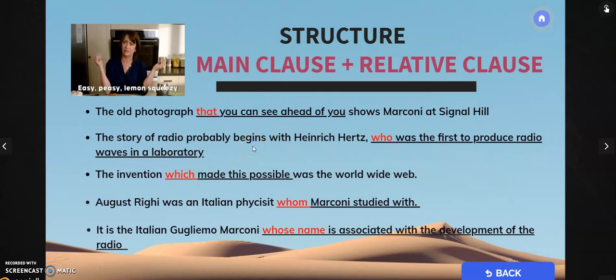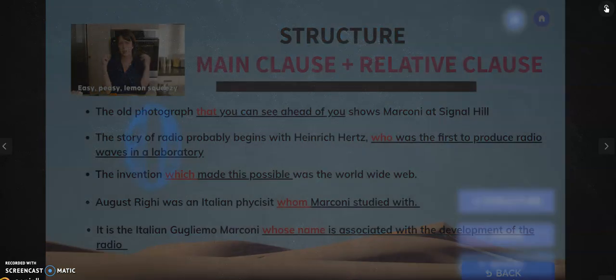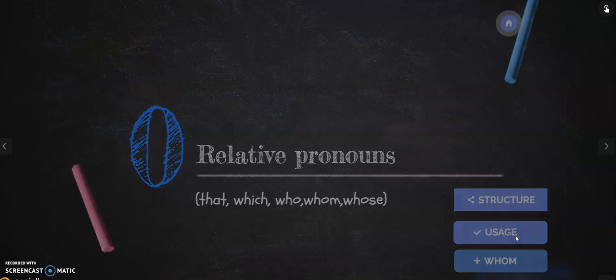Another example, the story of radio probably begins with Heinrich Hertz, who was the first to produce radio waves in a laboratory. So as you can see, the second part of this sentence would be the relative clause, the highlighted part, and the rest would be the main clause, la oración principal. All right? Now, the invention which made this possible was the World Wide Web. So in this case, again, the relative clause, and the rest will be the main clause. So that's the basic structure of a sentence with a relative clause in it.